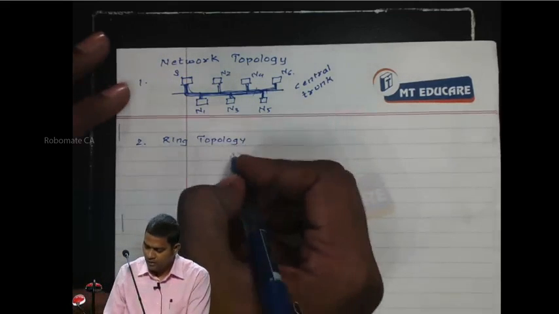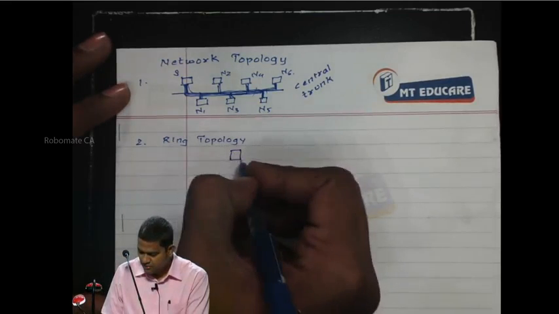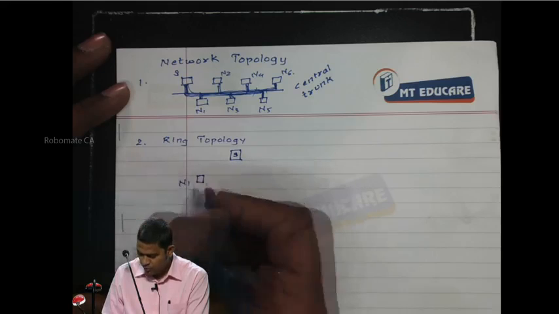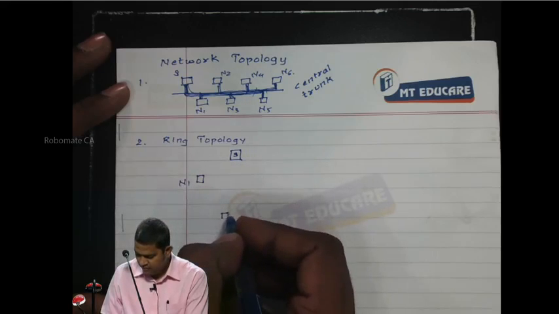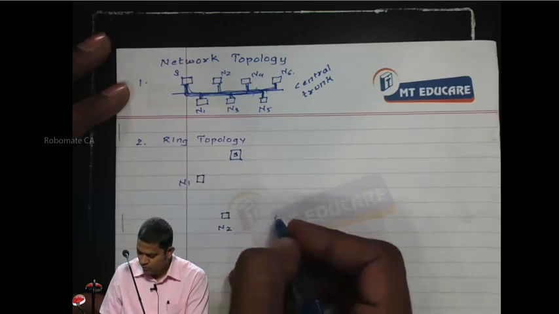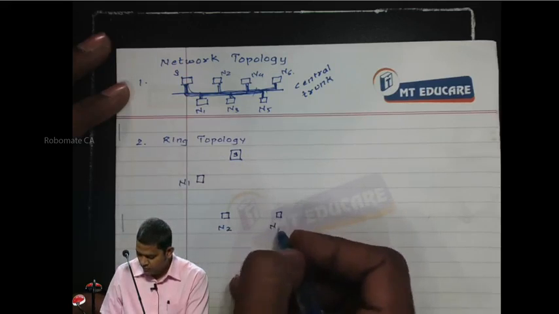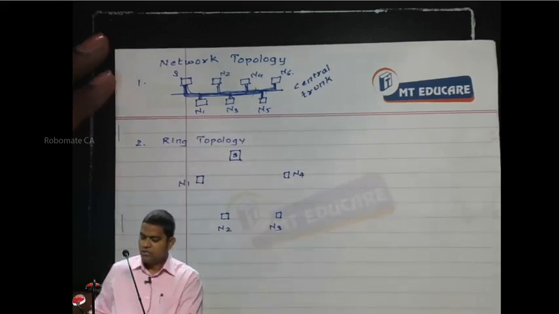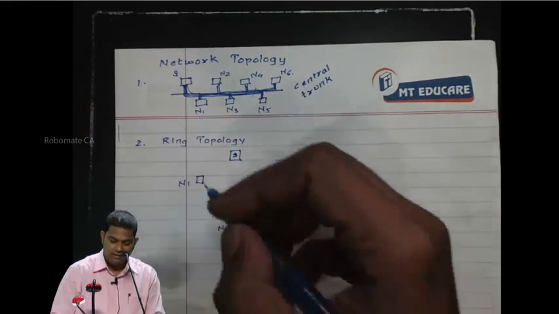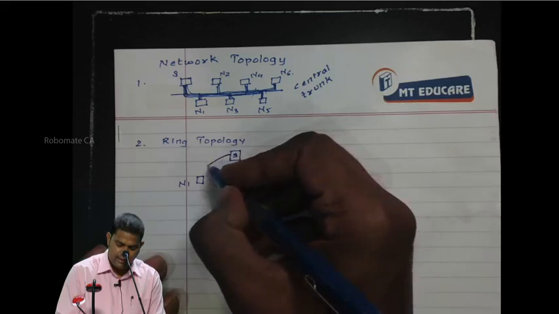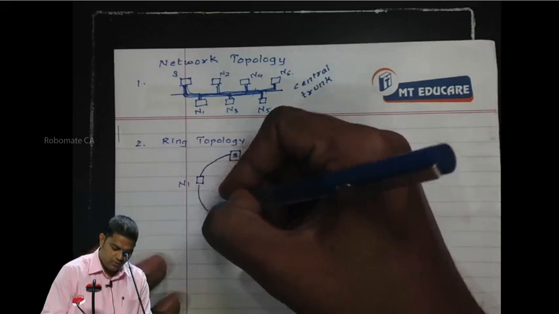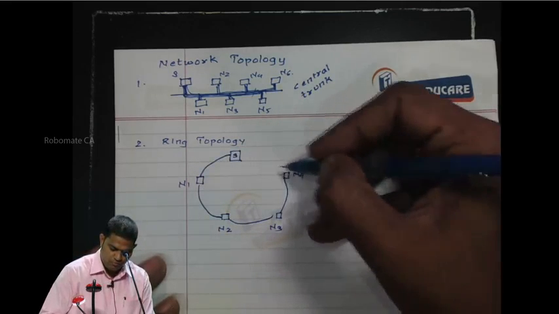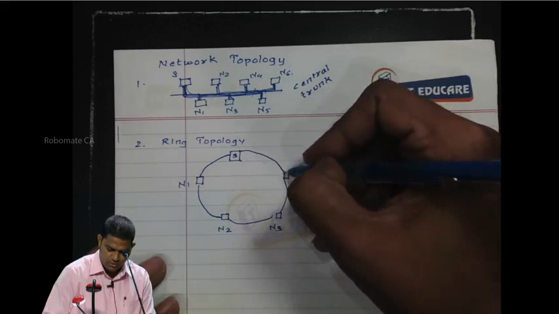Means what? Here we have a server. Here we have, say, node 1, then node 2, node 3, and also node 4. So how will the connections be made? Here the server will be connected directly to node 1. Node 1 is connected to node 2, node 2 is connected to node 3, node 3 to node 4, and again node 4 to the server.